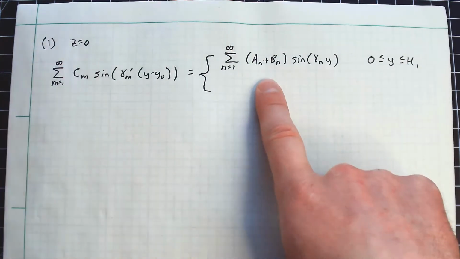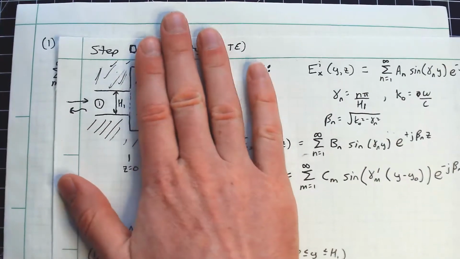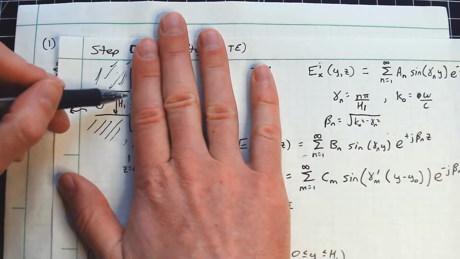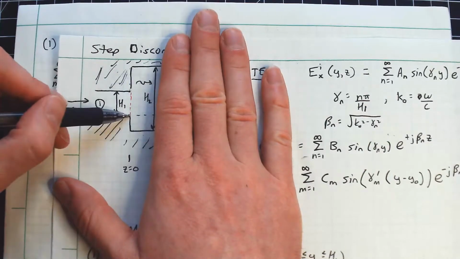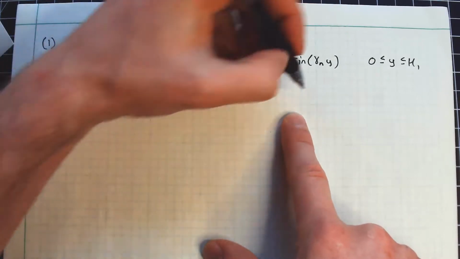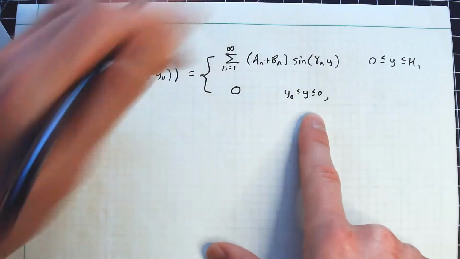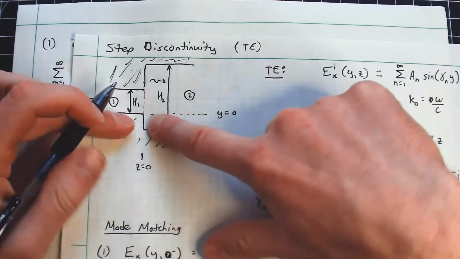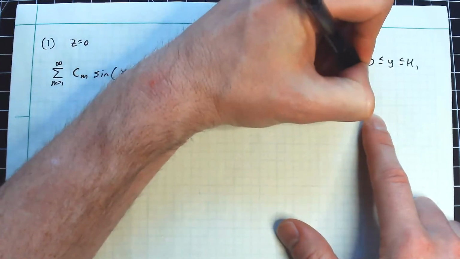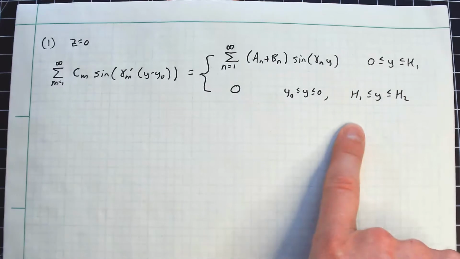So what I've just said here is that on the left, I have the incident plus the reflected fields just superimposing on top of each other. And I put in a value of z equals 0, and everything is going to be continuous from here to here. But now I have to also account for this little wall here. So what I'm going to also have is 0. So you see it's a piecewise function. And this is for y naught less than or equal to y, which is less than or equal to 0. So that is the little bottom wall here. And then I also have to include the top wall. So I will have h1 less than or equal to y, which is less than or equal to h2. Okay, so this is my continuity condition.